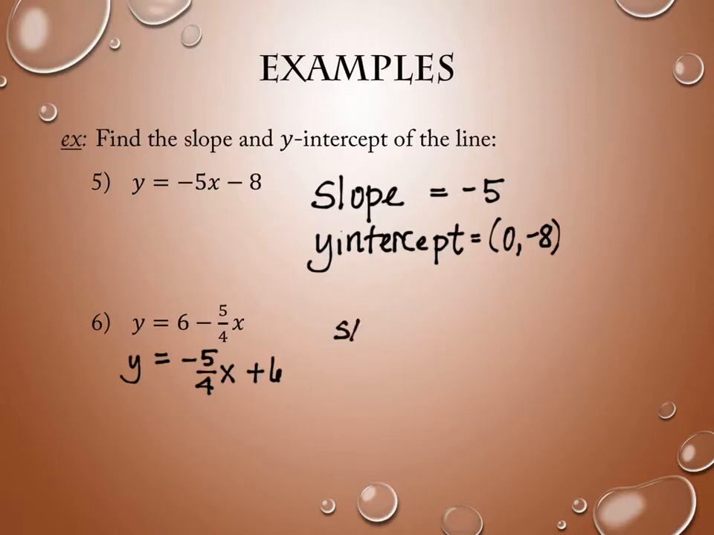So what then is the slope for this equation? Good, it's -5/4. And what is our y-intercept? (0, 6). Okay, so it wasn't quite in slope-intercept form, but it was close.